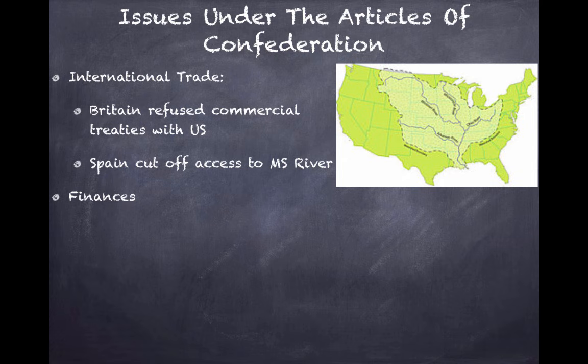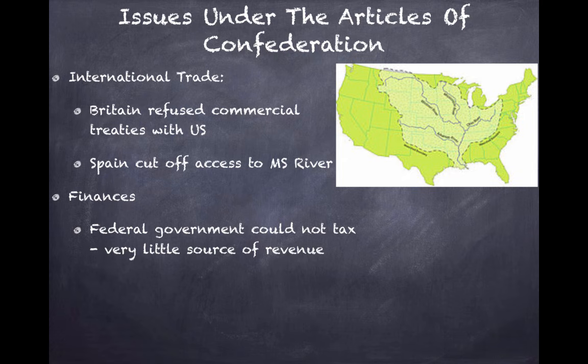Financial issues included the federal government could not tax, so they had very little source of revenue. Basically, selling land was their source of revenue. They could ask states for tax money, but states could just refuse to pay it. So the federal government did not have a lot of income. That's a problem when they need to spend money.